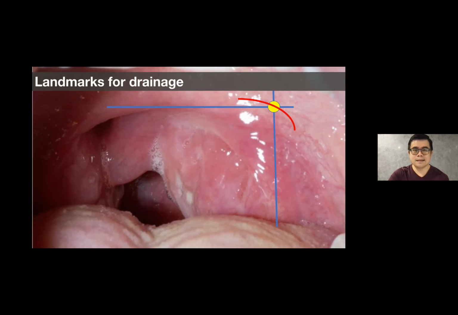So this is the second case. I'll move on to the last case, which is basically an ear case. You're an FY1 in an ENT clinic, and the patient came in with a right-sided ear pain.